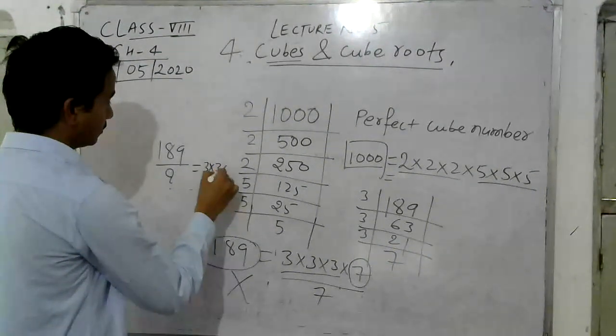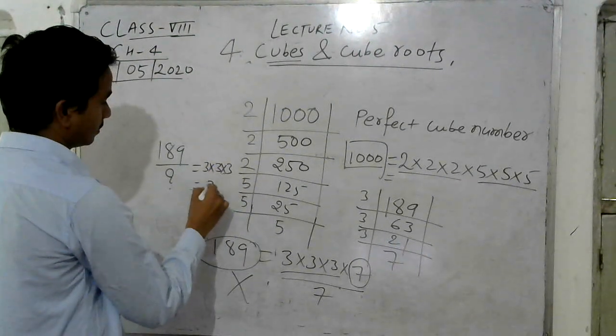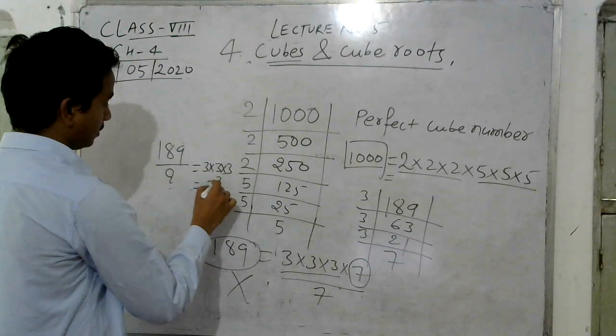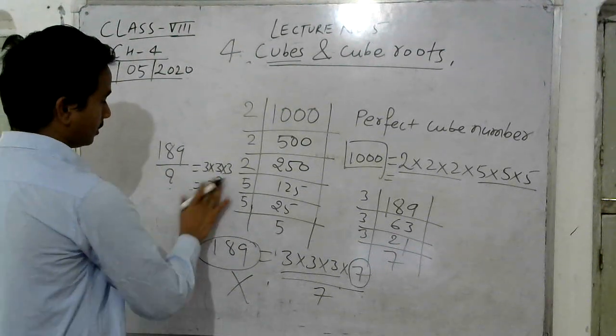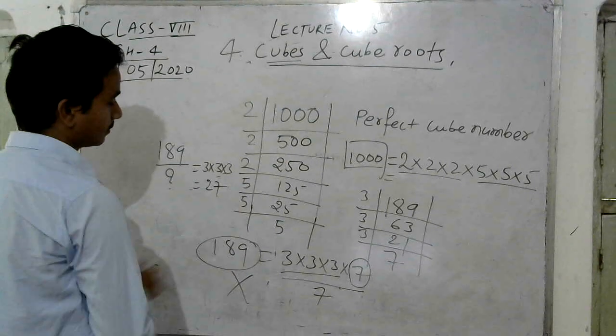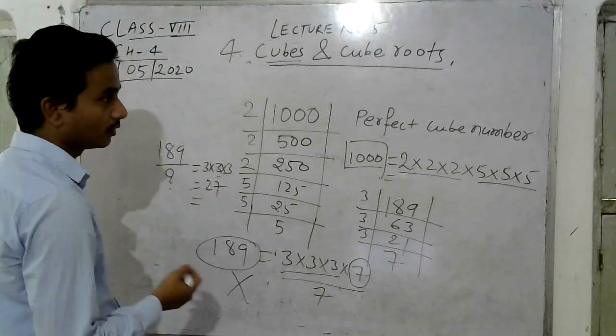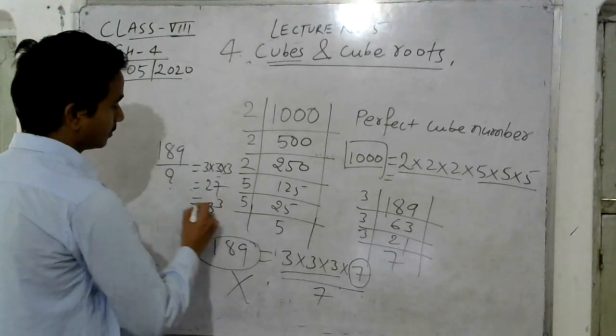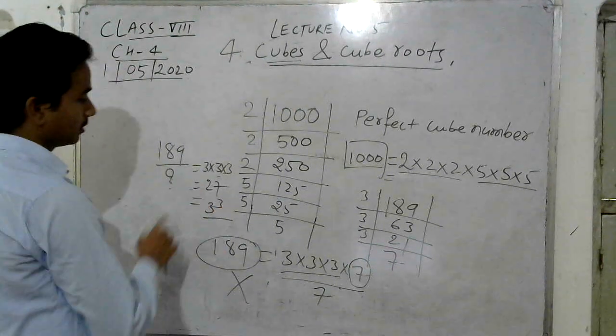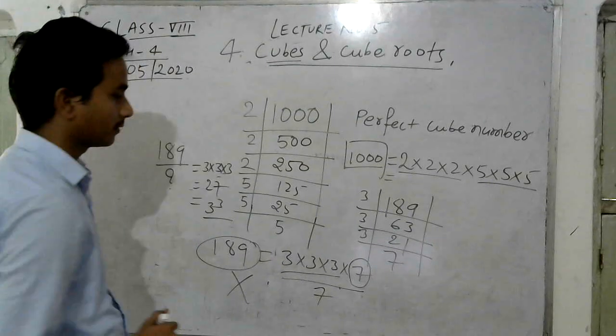3 into 3 into 3. That is 3 cube. That is 27. 27 will be the perfect cube number. And it is the cube of which number? It is the cube of 3. So 27 is a cube of 3. So this type of question can be asked.